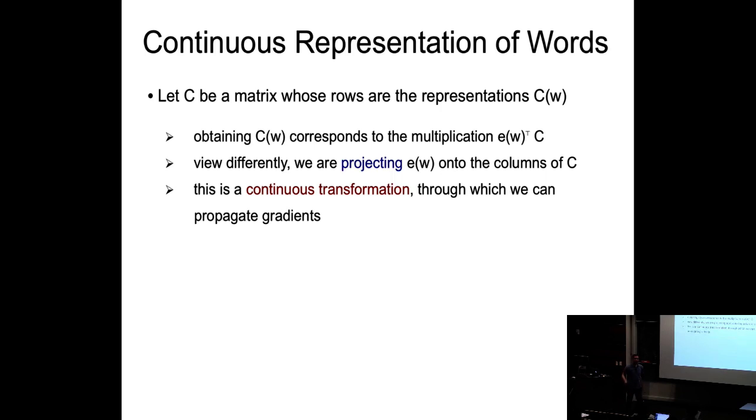So C is going to be of size whatever your vocabulary is by whatever the embedding space is. Typically, the embedding space is 50-dimensional. Some people use 100-dimensional. Some people use 300-dimensional, right? So depending on how much data you have.